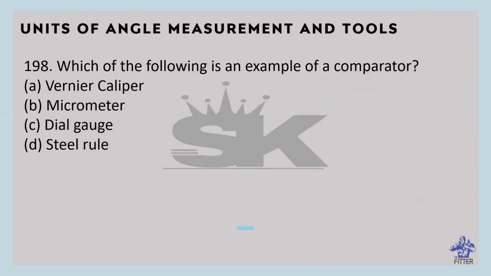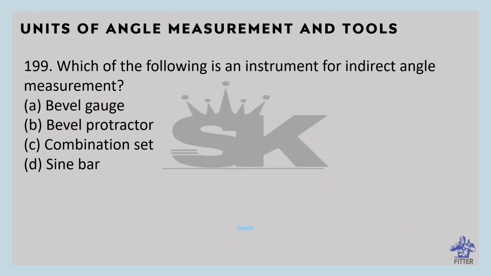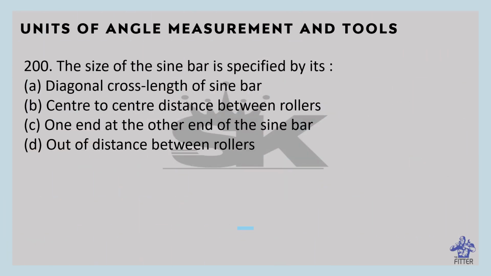Which of the following is an example of comparator? That is dial gauge. Dial gauge is an example of comparator. Which of the following is an instrument for indirect angle measurement? That is option D, sine bar. The size of the sine bar is specified by, I have discussed it before, center to center distance between rollers.